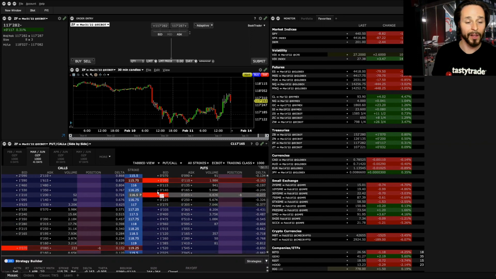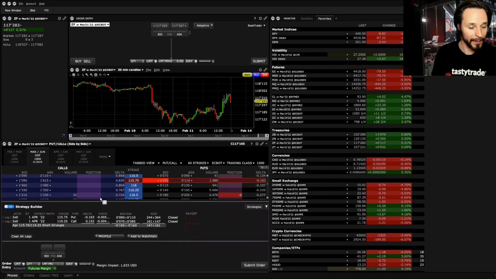So that's a strangle. I'm selling an out of the money put and I'm selling an out of the money call. If we look at the margin impact here, or the buying power, this will cost me $1,600 to put on this trade. Markets are not open right now, but it looks like it was trading for a mid price around 180. So what does that mean? Tony calls that ticks. He would call that 18 ticks.